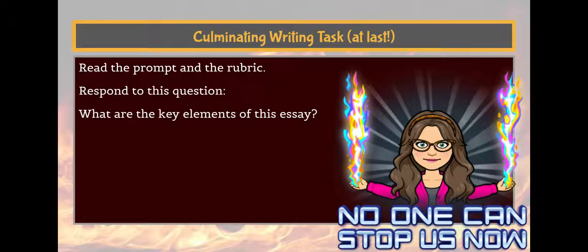You are going to read the prompt and the rubric. Then you will respond to this question. What are the key elements of this essay? You will discuss this question in your small groups. You will have 2 minutes to complete this activity.